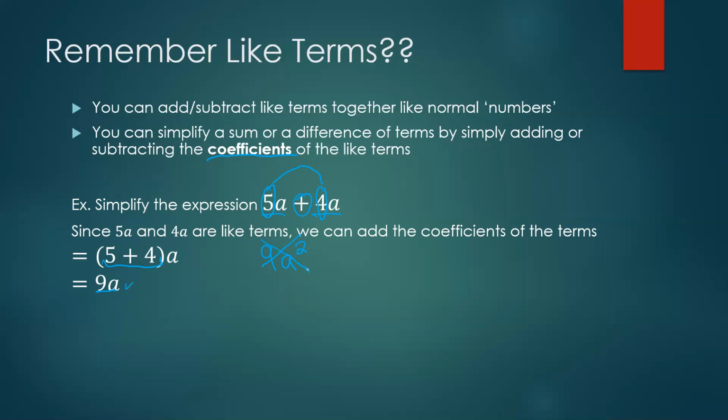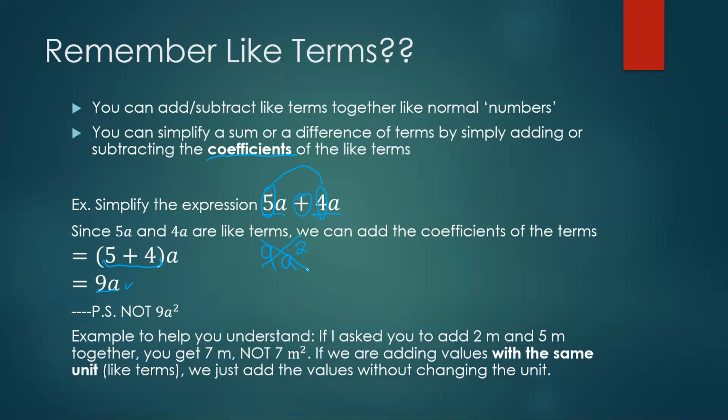And again, I think the best way to think of this so that you don't ever get it confused is to think about real life. Let's say you're measuring perimeter, or you're measuring a length, like 2 different lengths. If I tell you that you have 2 meters and you have 5 meters, and I ask how much you have altogether, you're not going to tell me you have 7 meters squared, right?